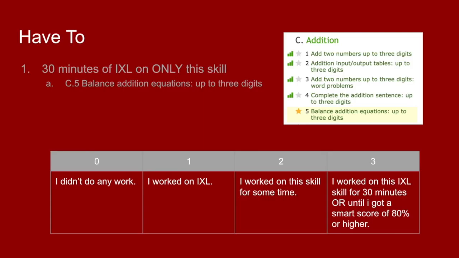Your have-to today is that you need to do 30 minutes of IXL on only this skill, and that is C.5, balance addition equations up to 3 digits. It's right here under the addition section. And in order to get a 3, you need to work on this IXL skill for 30 minutes or until you get a SMART score of 80% or higher.